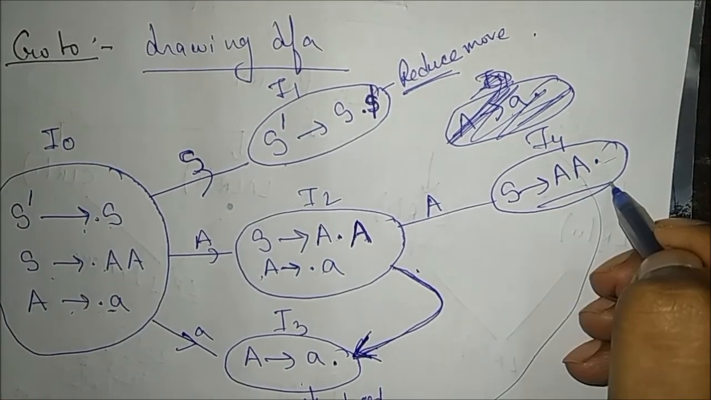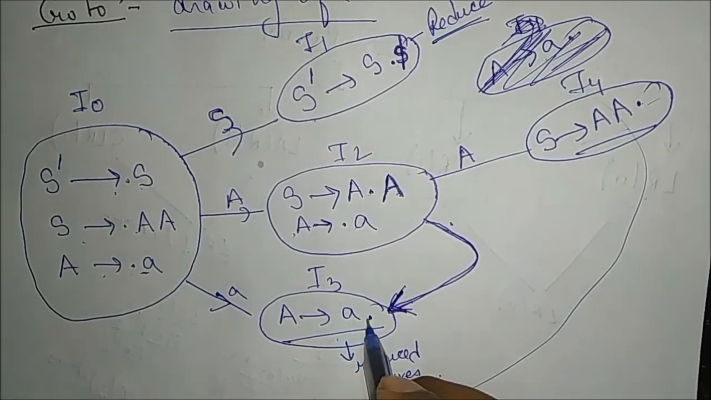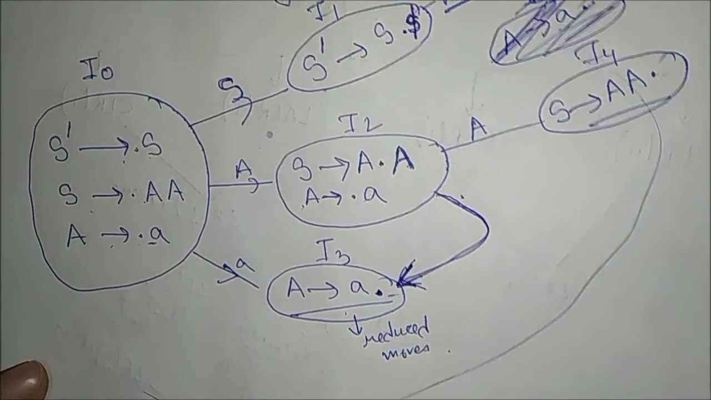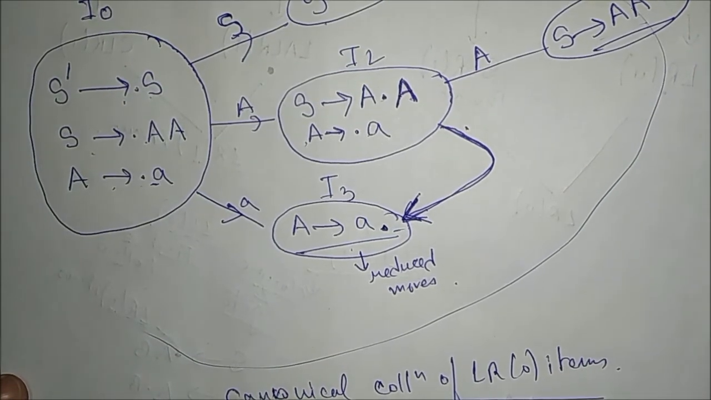So this is the reduce move, because we have seen everything and nothing is present on the right-hand side. And this whole diagram is called the canonical collection of LR0 items.